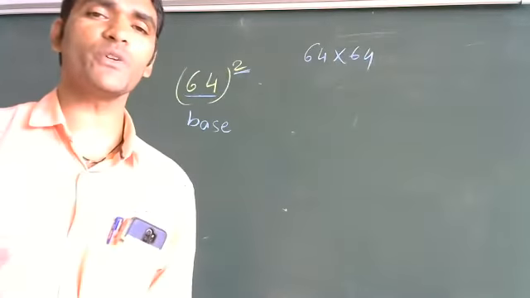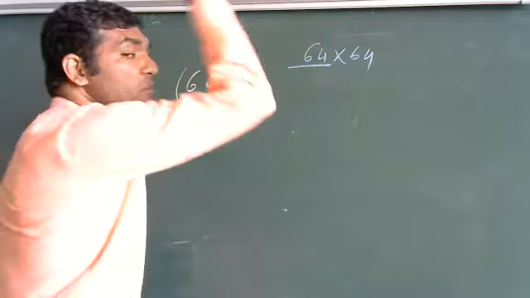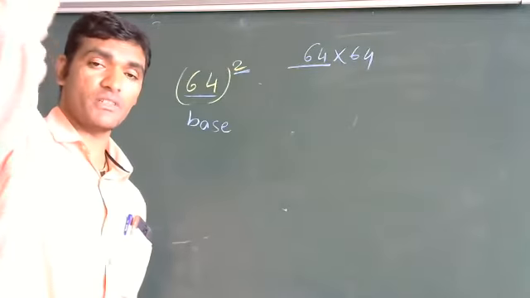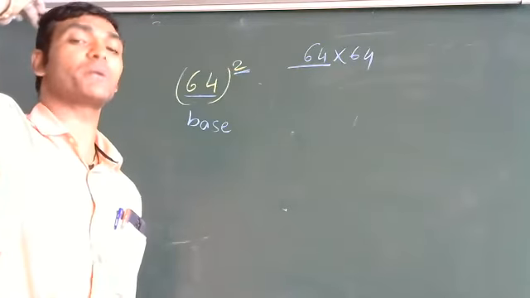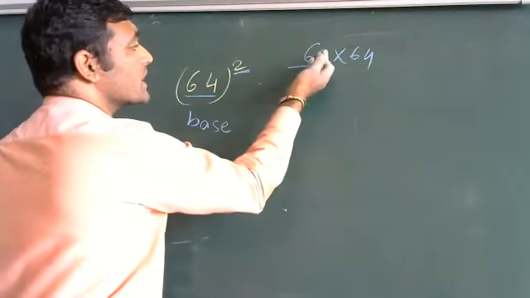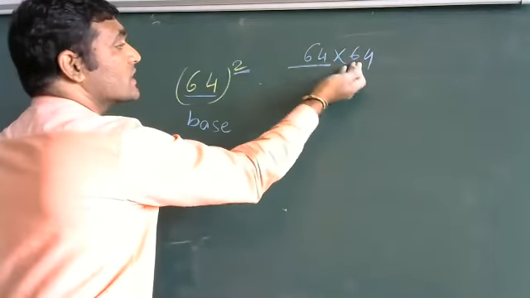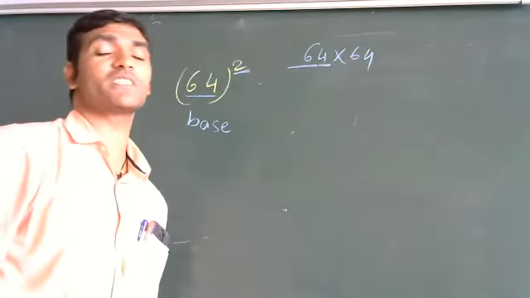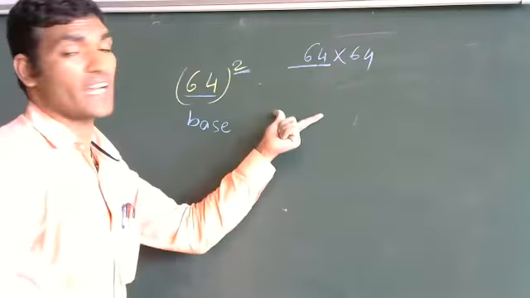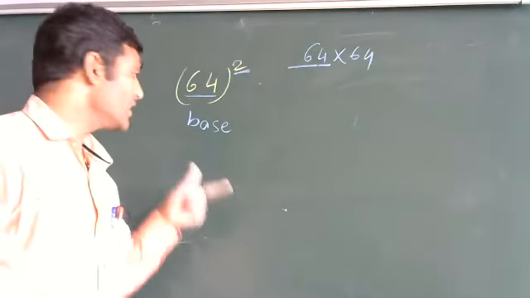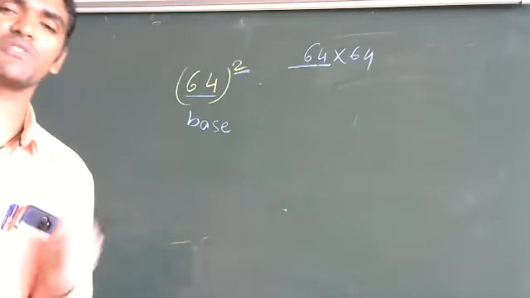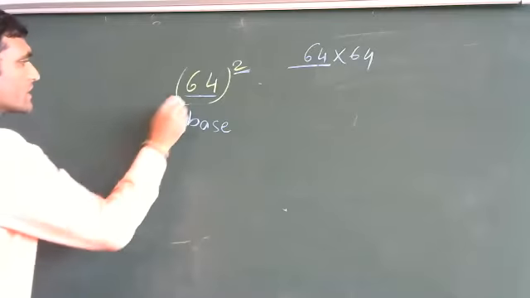If 64 into 64 we don't know, then again we have to know the multiplication that we learnt in the lower classes. First we multiply this 4 with these two numbers, then we go with the tens place number 6, and then we add, and we get the answer. But here we are using one shortcut method. How are we using the shortcut method?